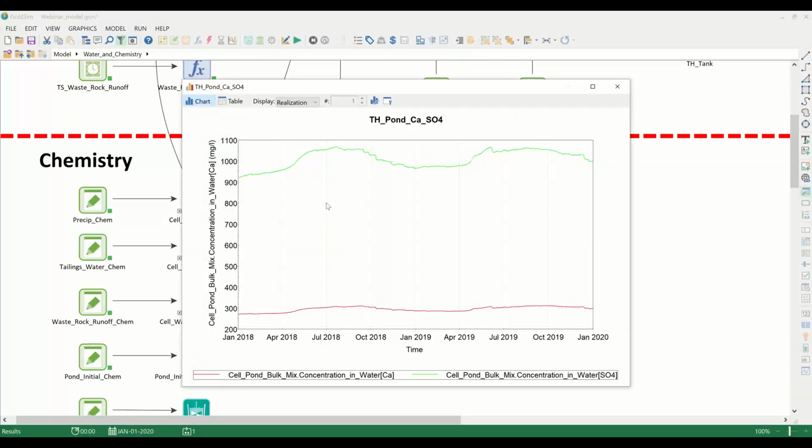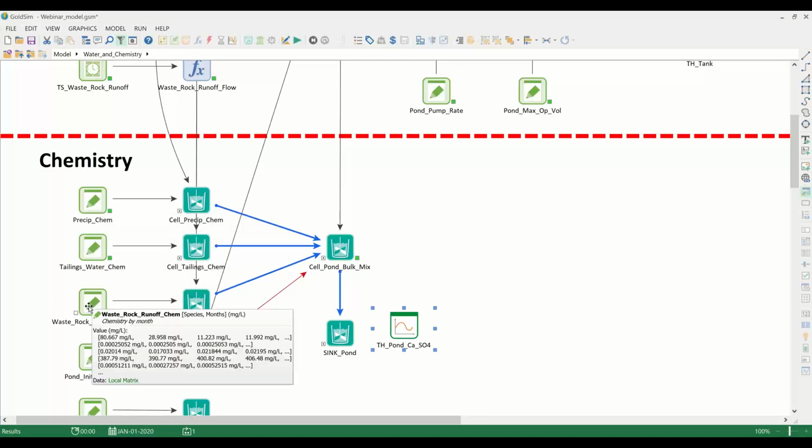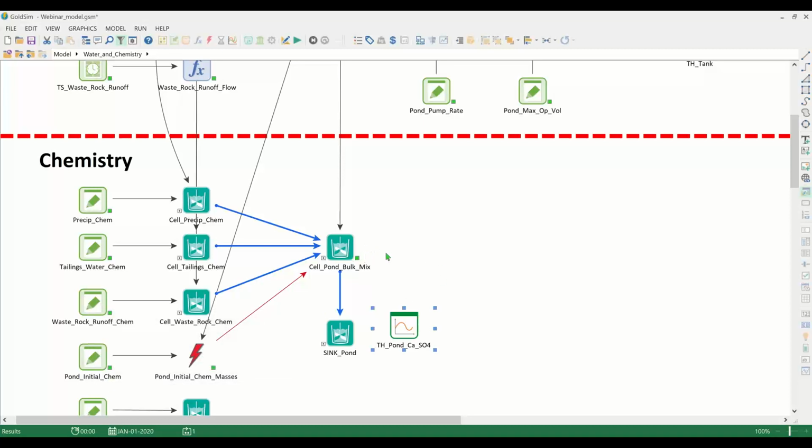You can see that we have some fluctuations in the sulfate and the chemistry, but they look about right according to what I know about the chemistries of our inputs, in particular the tailings and the waste rock. I should mention that the tailings water is alkaline, the waste rock is acidic. So we're mixing in the precip chemistry, which is a minor component, about neutral. But we're mixing basically a flow of alkaline water with a flow of acidic water. So we would expect to have some reactions going on as they mix together.